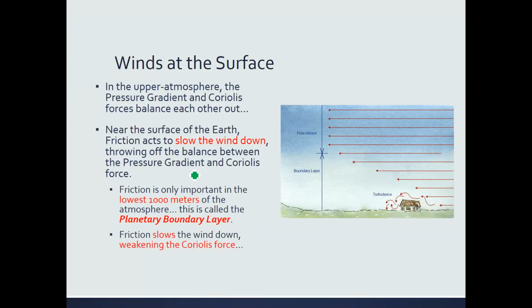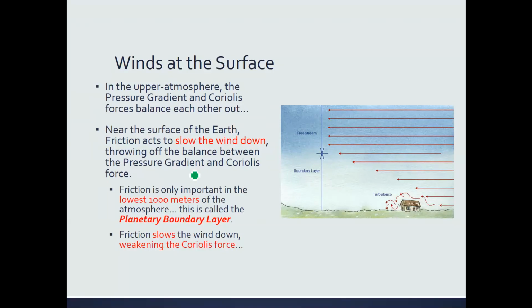Now, friction acts to slow the wind down. Before friction was acting on the wind, the pressure gradient force and the Coriolis force were equal to each other. Hence, the wind was geostrophic.